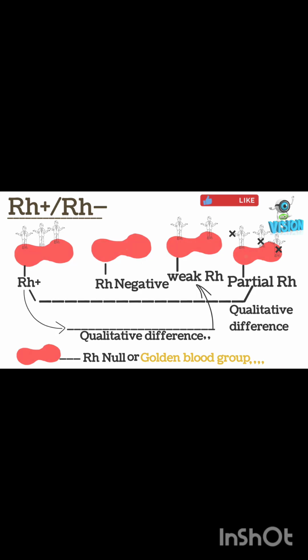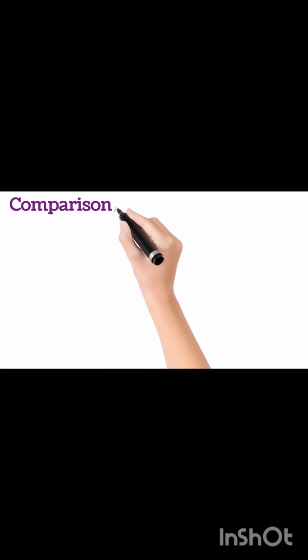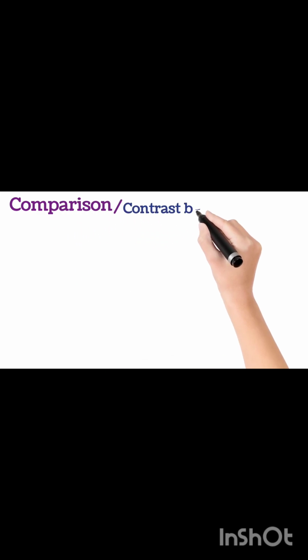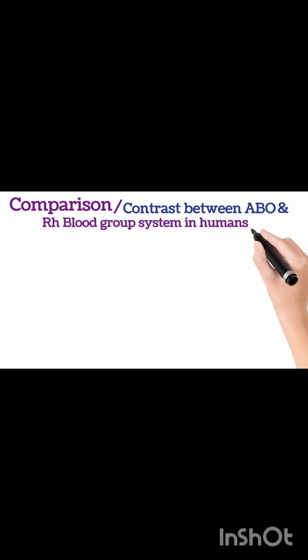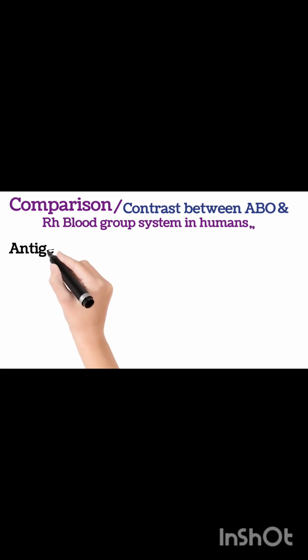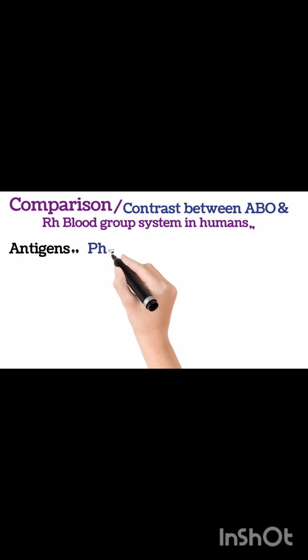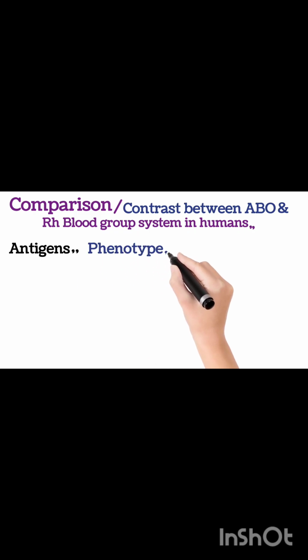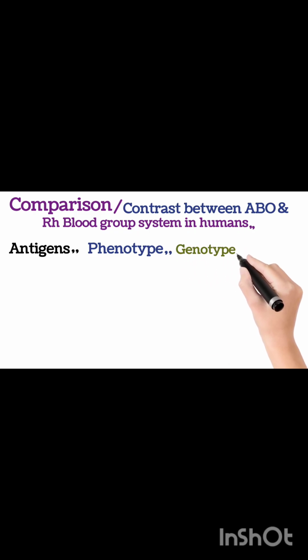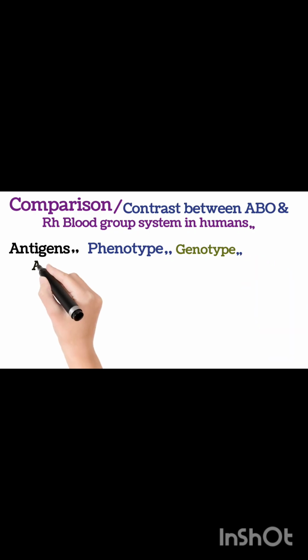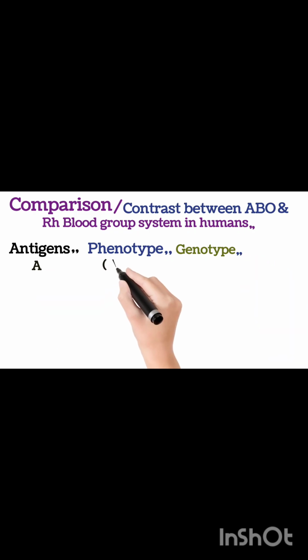Hope you got this. Now in this part we are going to contrast and compare the A, B, O and Rh type of blood group system in human beings. Now let me write here different types of antigens, different types of phenotypes, or we can say blood groups, and their genotypes present in the human body. Suppose there is a person which has antigen A present in the RBC cell membrane. If it has only A antigen, the person has blood group A negative.